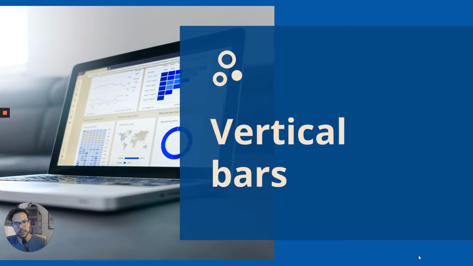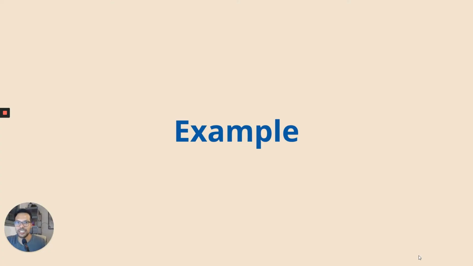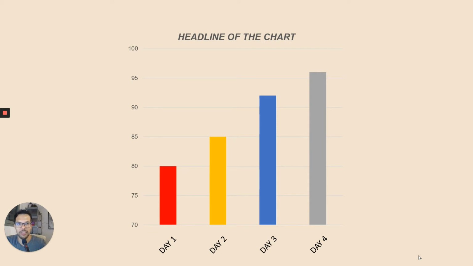Let's talk about vertical bars now. And we're going to be using another example. Take a look at this beautiful graph. I'm kidding, it's not beautiful at all. And I'll tell you step by step why. And why not only it's not beautiful, it's not effective, and it does not do a good job delivering the message and the essence of it.